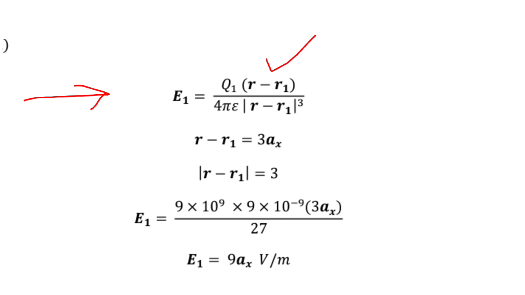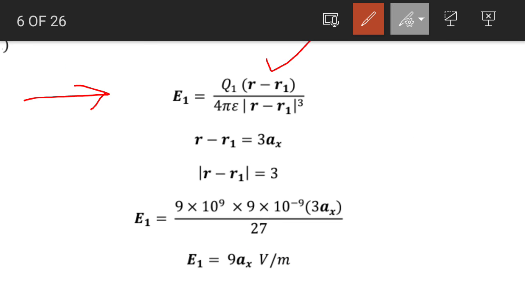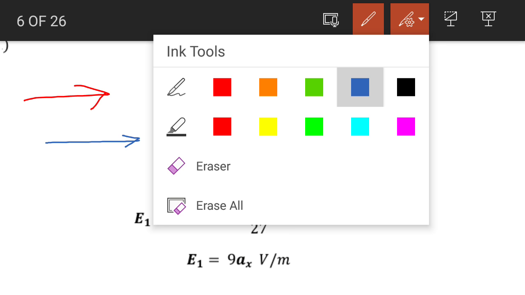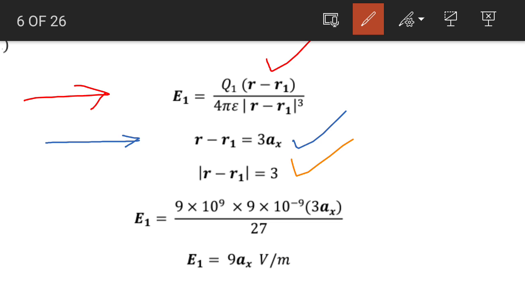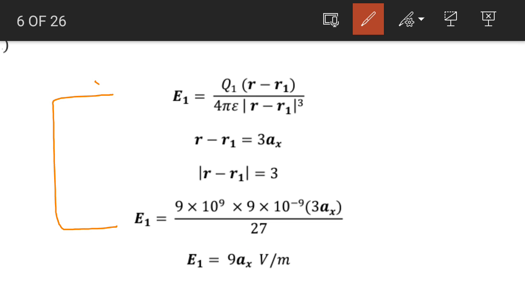So R minus R1 will be equal to 3ax. We calculate R minus R1, that is the distance vector extending from Q1 to the point under observation, and that is 3ax. The magnitude of this vector turns out to be 3. And then we put the values in this particular equation.